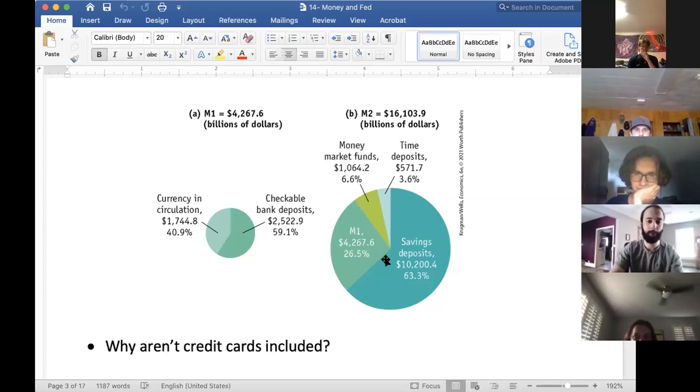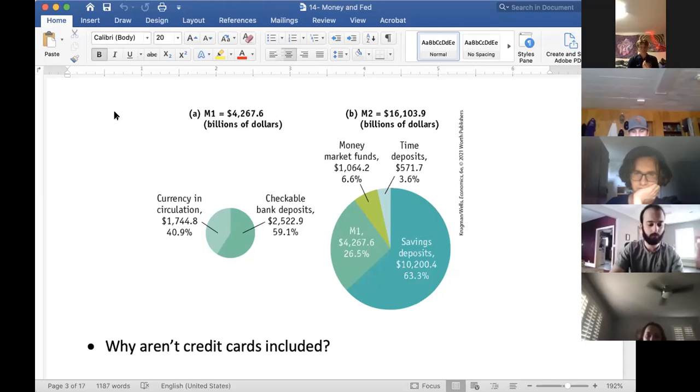Don't we pay for things with credit cards? Why don't we include credit card balances as money? Yeah, but isn't it like just a way of accessing? I guess that would be a debit card, but I mean, you're going to pay for it. Yeah, like Brenna said.